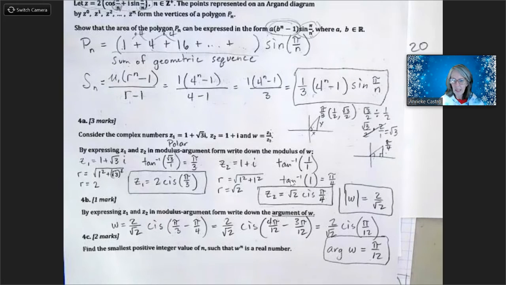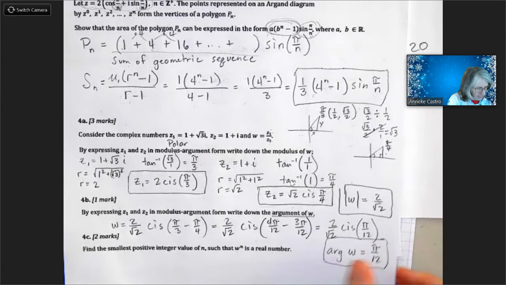All right, find the smallest positive integer value of n such that w to the n is a real number. So smallest positive integer, okay, so we're raising w to a power, and it has to be a positive integer. So the smallest it could be was 1, 2, 3, 4, 5.